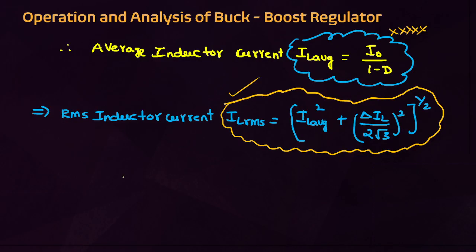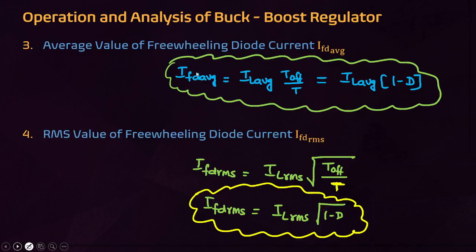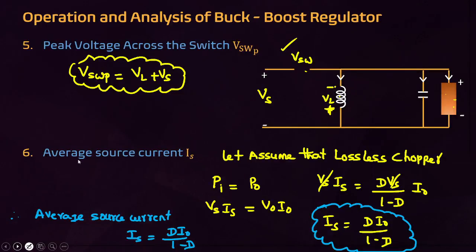This is the RMS inductor current waveform. This is the average inductor current waveform. Then what is the average value of diode current? Same, IL average into 1 minus D. What is the RMS value of diode current, friends? IL RMS into square root of 1 minus D. What is the peak voltage across the switch? Important formula: VL plus Vs.